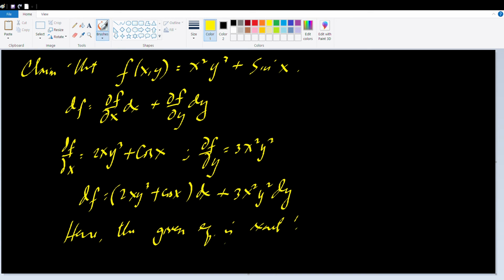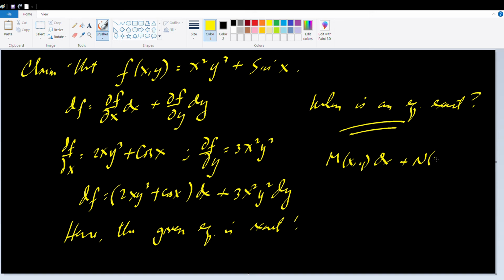because we were able to show the existence of a function f whose differential is exactly equal to the given differential equation. But at this point, the question that begs an answer is, when is an equation exact? How do we know that M(x,y) dx plus N(x,y) dy equal to 0 is exact? We need to find a condition for us to say that a given differential equation is exact.